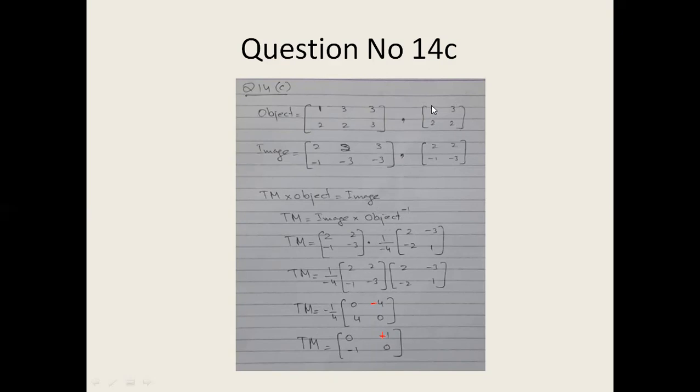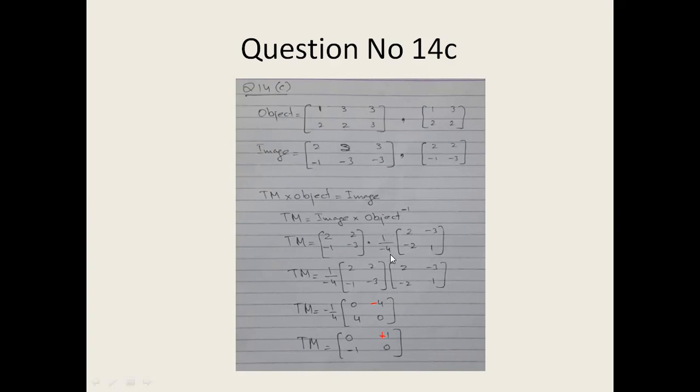I will take its determinant. Its determinant will be 1 into 2 minus 2 into 3. That will be minus 6. So 2 minus 6 will be minus 4. So the determinant is minus 4. The inverse is 1 by the determinant into the adjoint. So 1 by minus 4 into the adjoint, which means swap the positions along this diagonal and change the signs along the other diagonal. So you will have 2, -3, -2, 1.